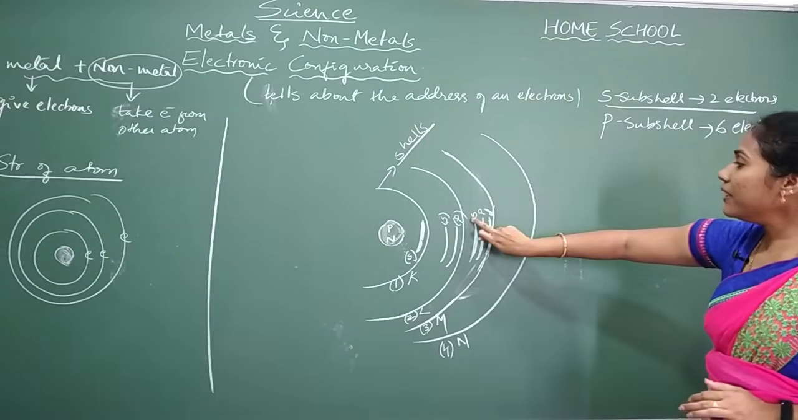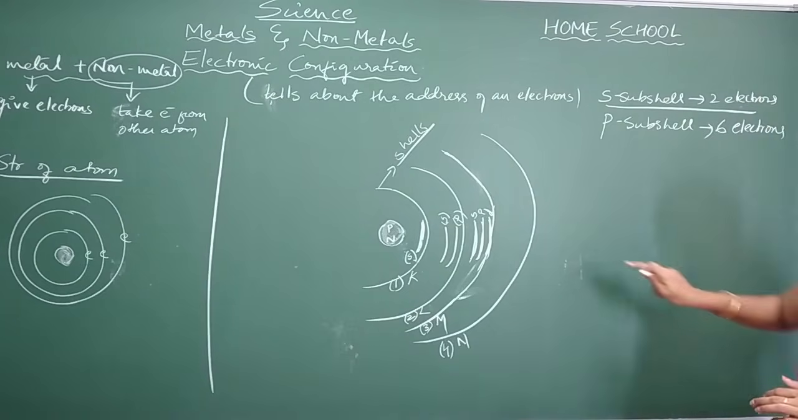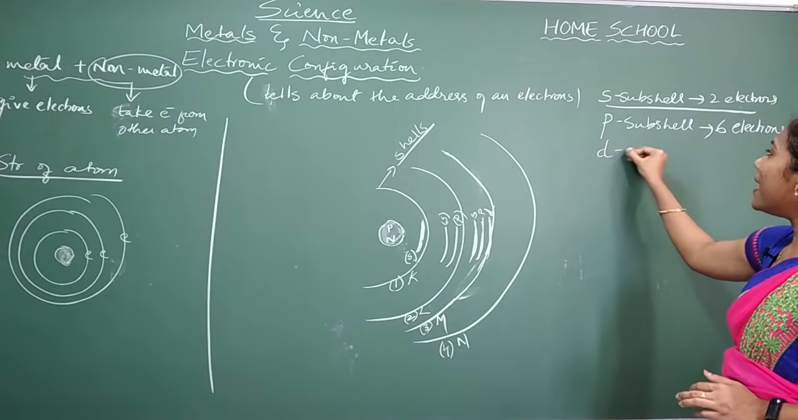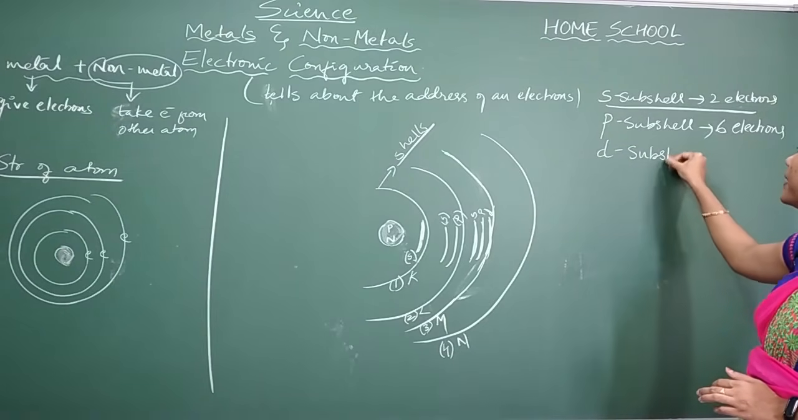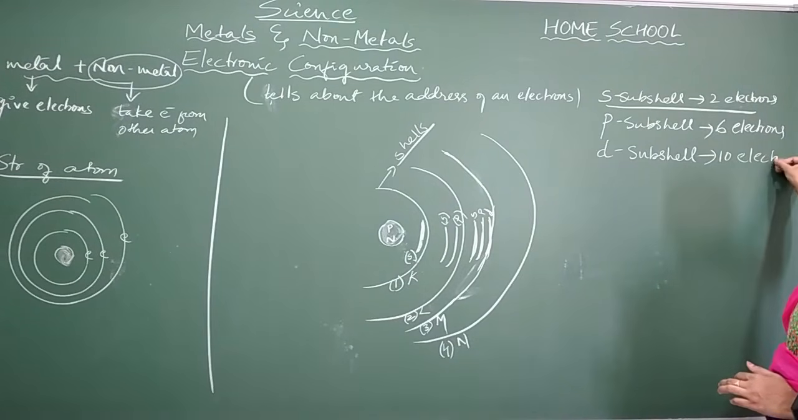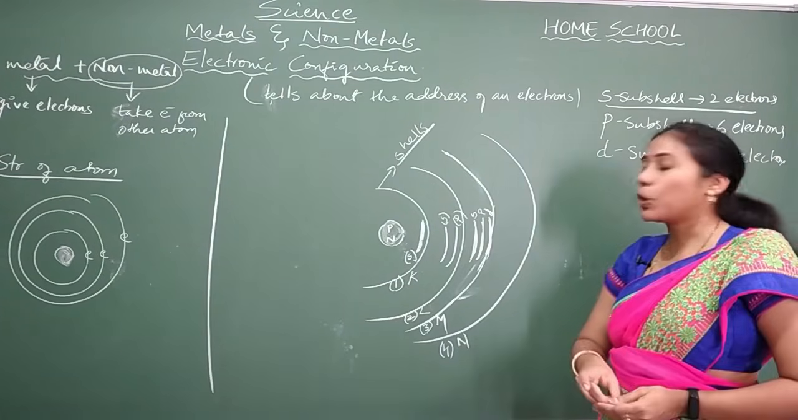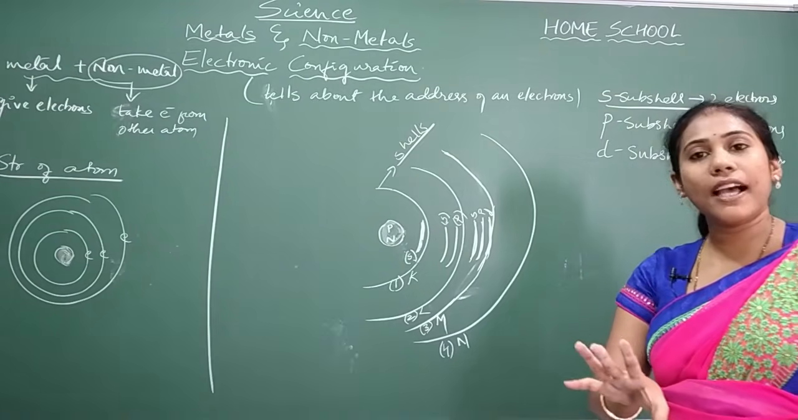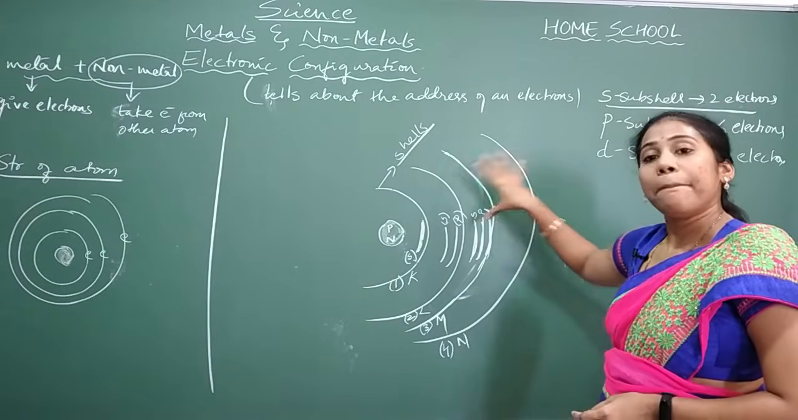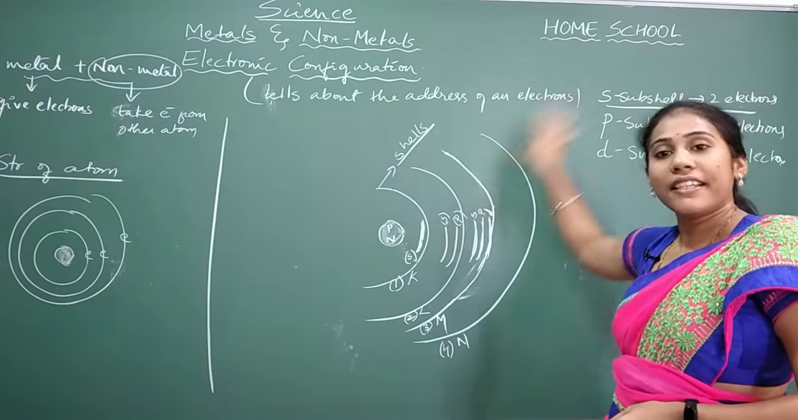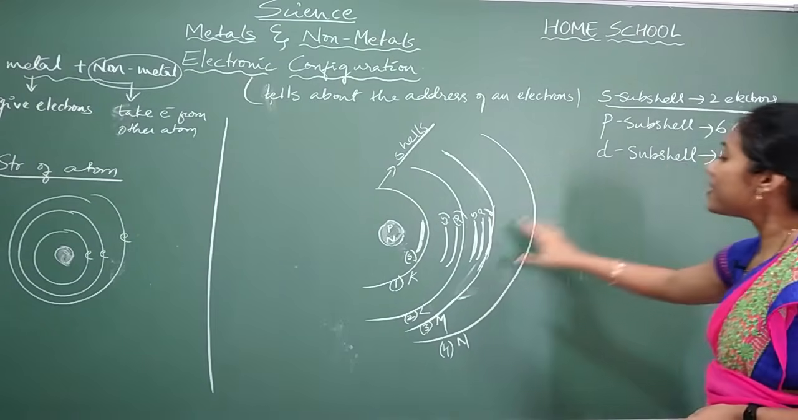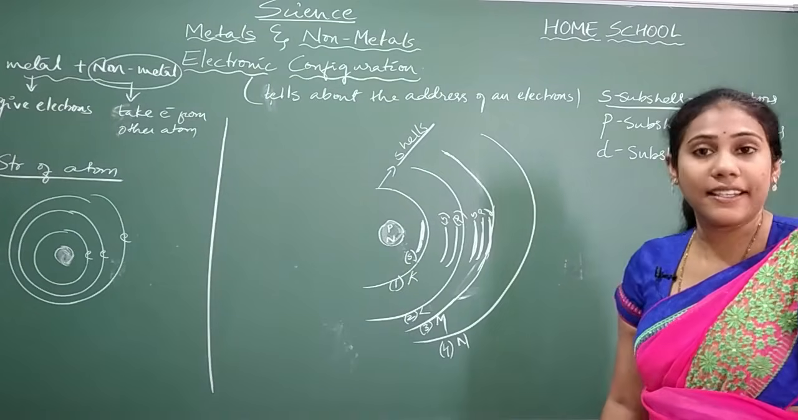Okay, so we know the capacity of S is 2 electrons, the capacity of P colony is 6 electrons, and the capacity of D colony, that is D subshell, is 10 electrons. Okay, it is a quite bigger taluk. M taluk is a quite bigger taluk. It can have 3 subshells, that is 3 colonies. S, P and D. S capacity is 2 electrons. P subshell's capacity is 6 electrons and D subshell's capacity is 10 electrons.